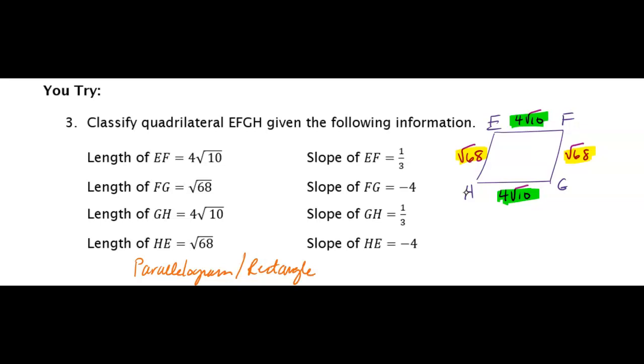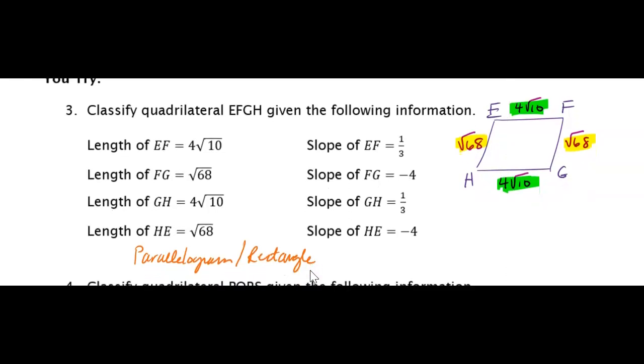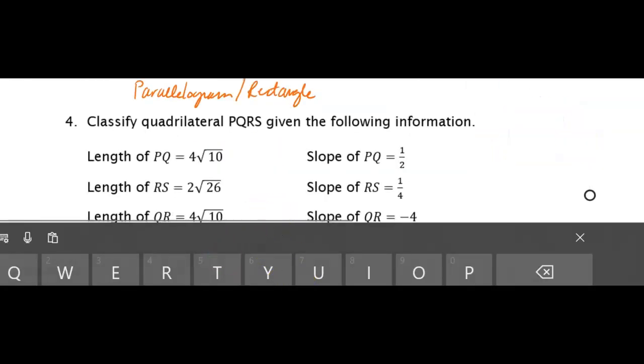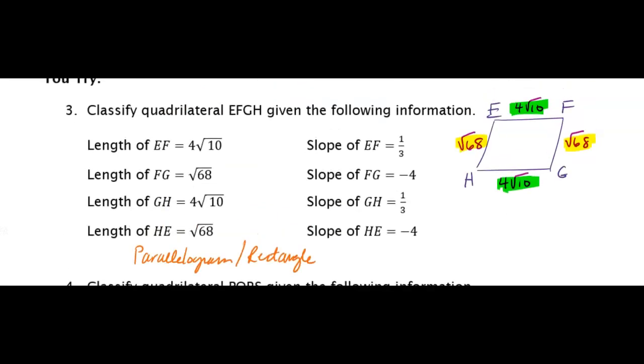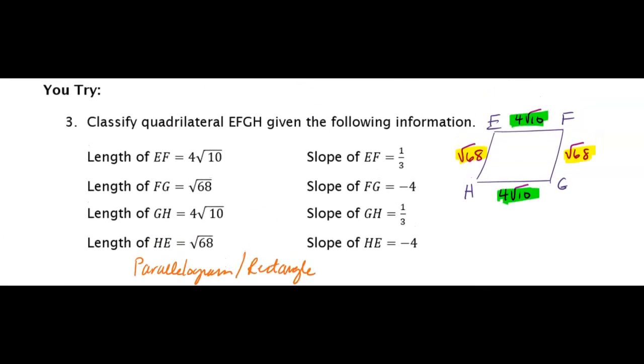The difference between a parallelogram and a rectangle is the angle in the corner. If it's a rectangle, that means it's got right angles in the corner, and if it's a parallelogram, then it doesn't have right angles in the corner. So what I want to look for next is at my slopes. I want to see if the slopes of sides that are consecutive, so ones that form a corner, make a right angle. And a right angle would mean that they're perpendicular. So we're looking to see if they are opposite reciprocals.